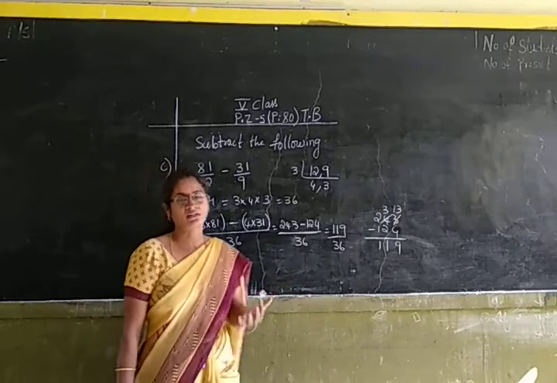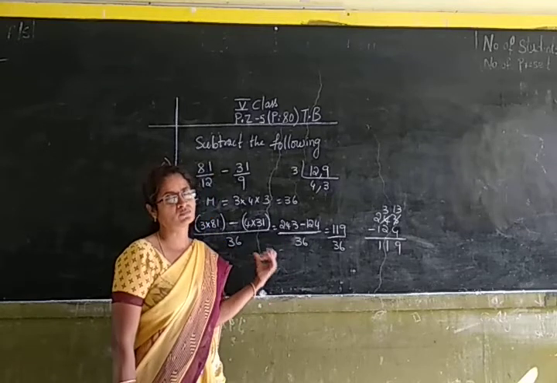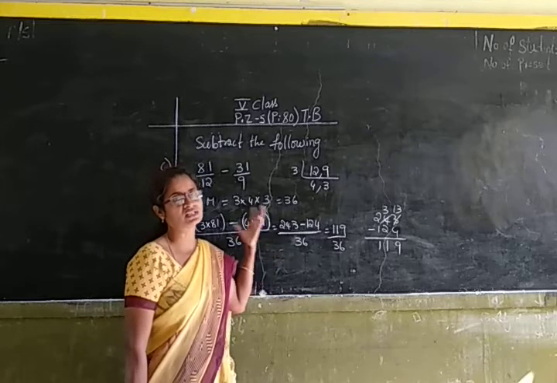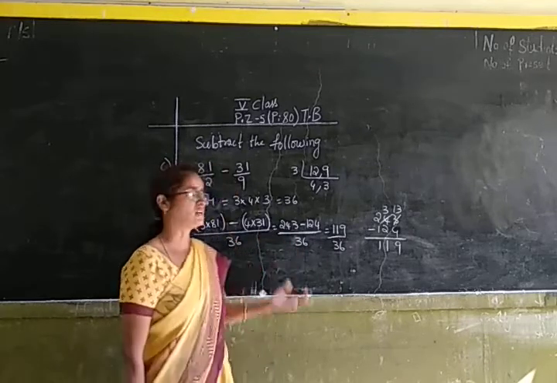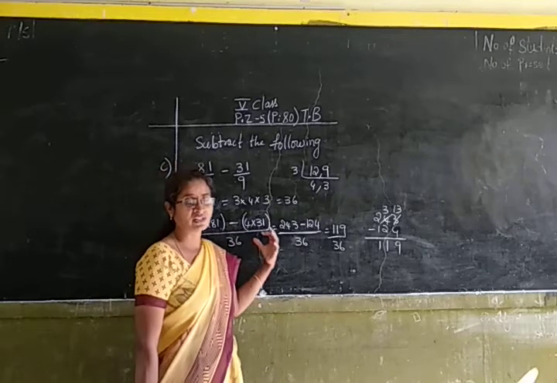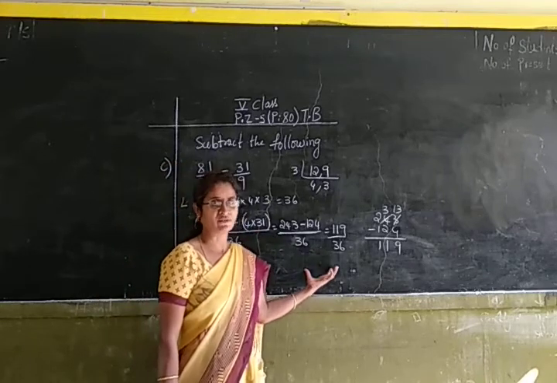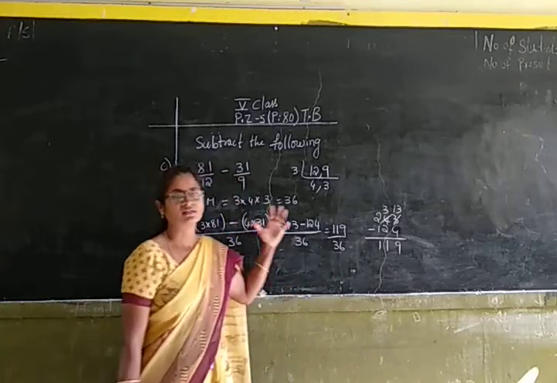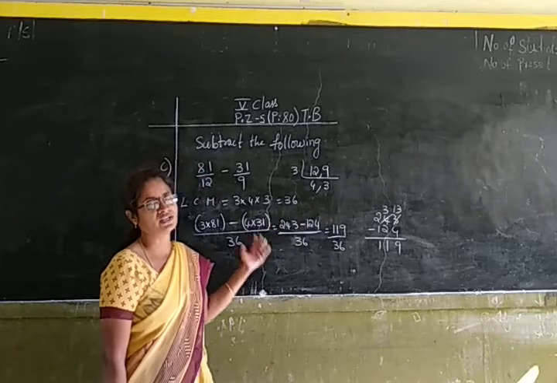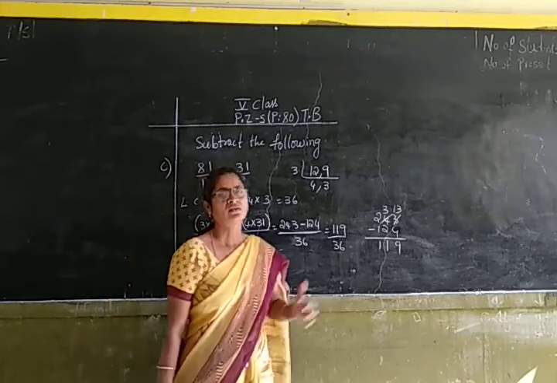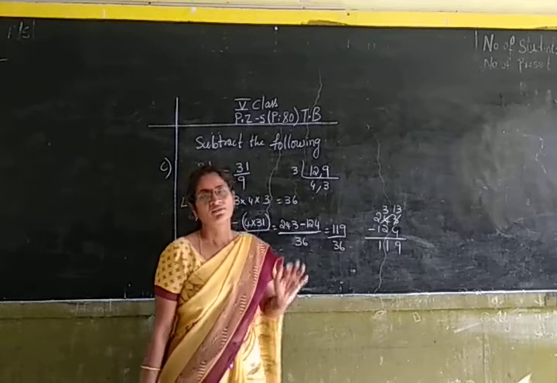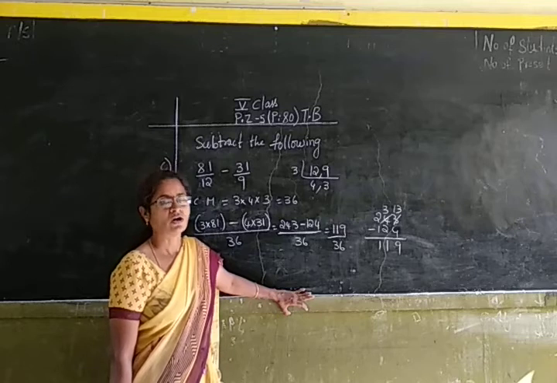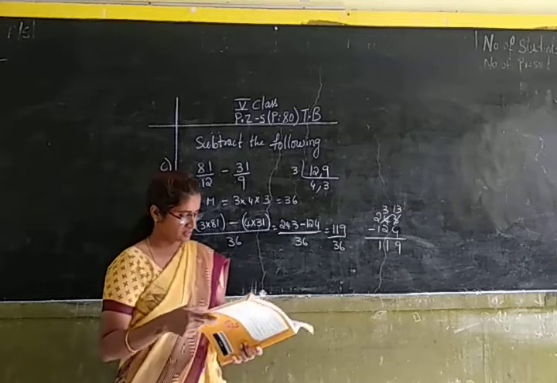Addition and subtraction are done in the same way. In both the sums, first we have to find out the LCM and change the unlike fractions into like fractions. After changing them, in addition we have to add the numbers, whereas in subtraction we have to subtract the numbers. Both the methods are similar. Okay children, did you understand how to subtract the fractions?